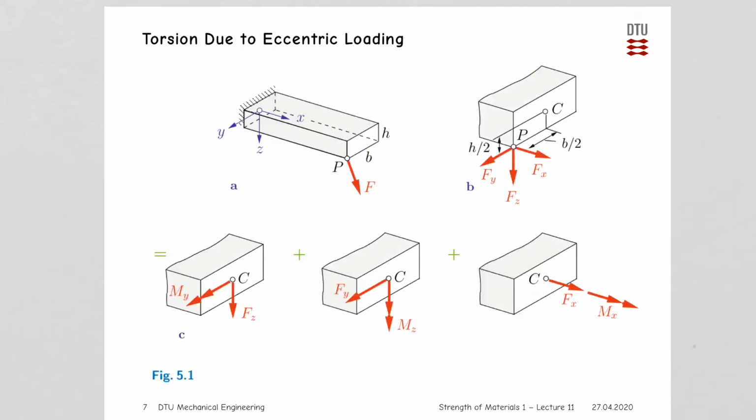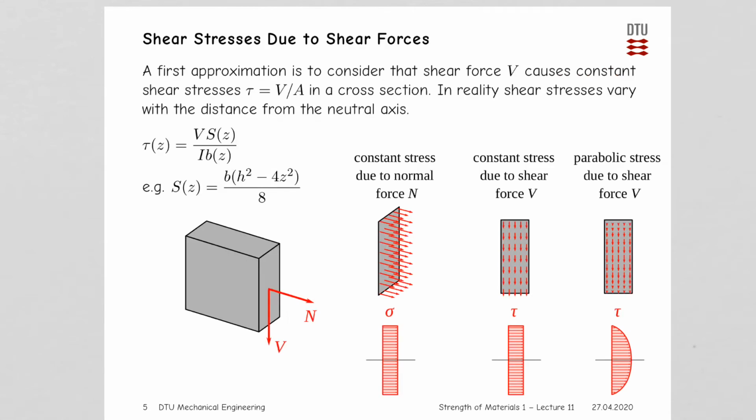So let's go back. There are actually 2 approaches to this. One is the very simplified version, which is not very accurate, but which is sometimes used to get a qualitative and very approximate assessment of the magnitude of the shear stresses. And that is to assume that they will be constant, just as if we had a normal force.